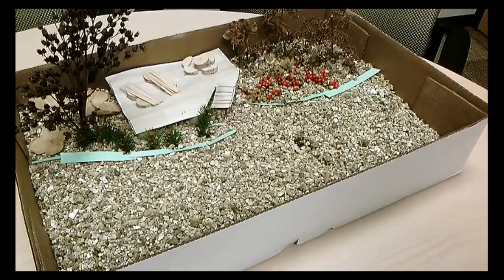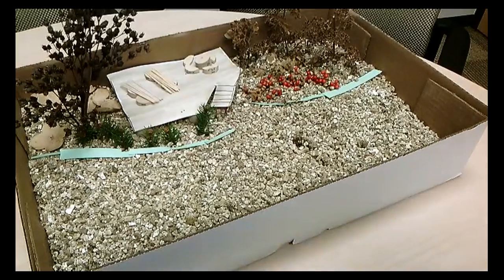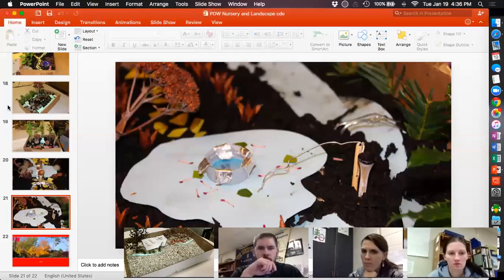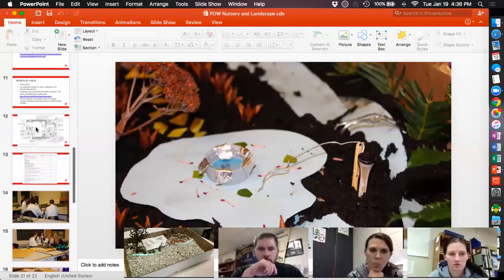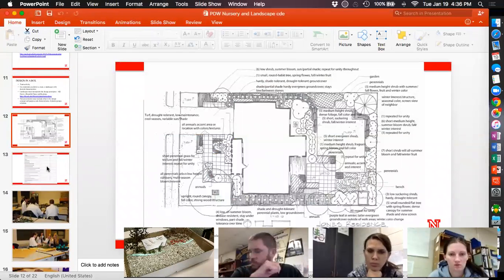It's literally a landscape in a box. Yeah. So if you go back to that preliminary design in the PowerPoint, it's just so tough for students to visualize to do that. And so by doing it this way, they can actually see, is this going to work?